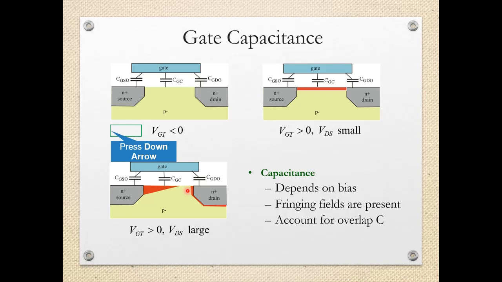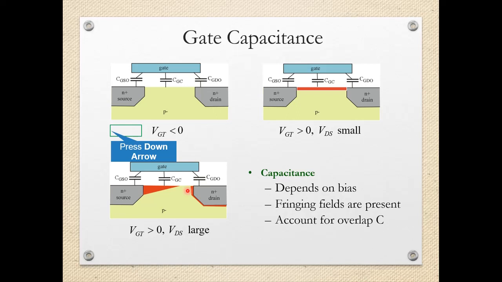So there are three different conditions shown over here. The first condition is VGT less than 0. And here you can see there is a formation of three capacitances, that is CGSO, then CGC and CGDO. That is the capacitance between gate and source, capacitance between gate and the substrate, then capacitance between gate and drain. Now the value of these capacitances depends on the biasing.